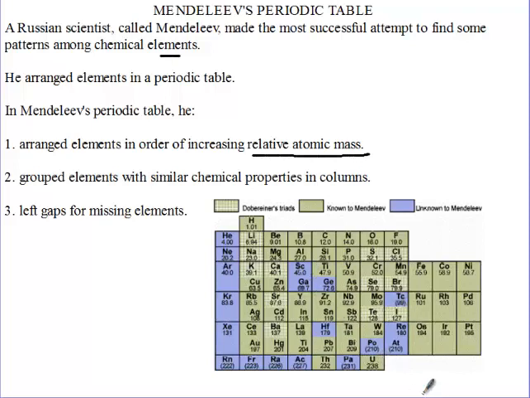So he arranged elements in order of increasing relative atomic masses. He also arranged elements with similar chemical properties in columns. And then he left gaps for missing elements.